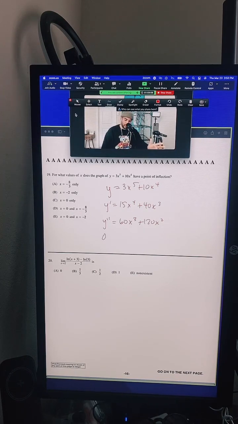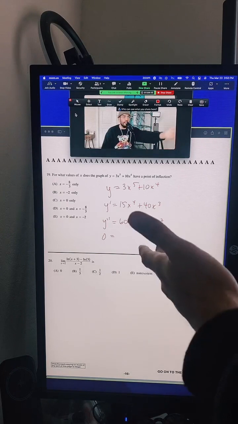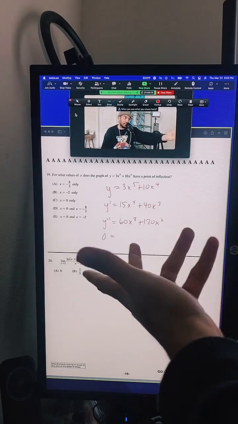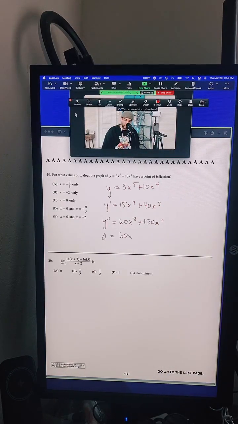Then we're going to set this equal to 0 because that's what we're trying to find. And I'm going to go ahead and factor out a 60x squared. Looks like that's something they have in common. 60x squared times x plus 2.